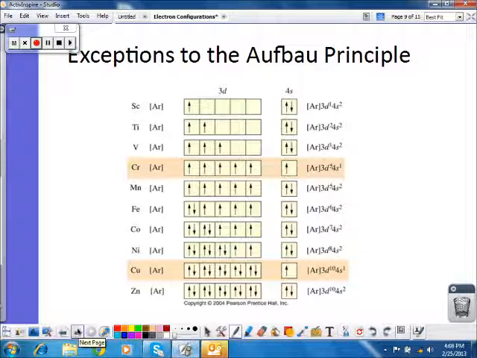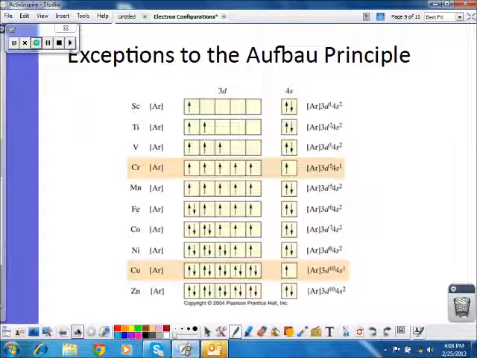Okay. There are exceptions to the Aufbau principle. You don't really need to memorize them. You need to be aware of them, and you need to be able to explain why. And the explanation why is always that it's a lower energy configuration, because the Aufbau principle holds true all the time.